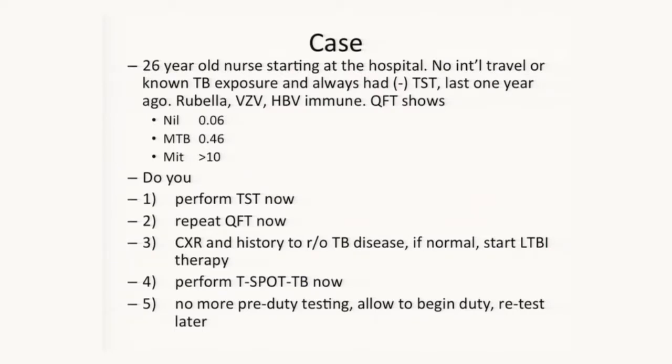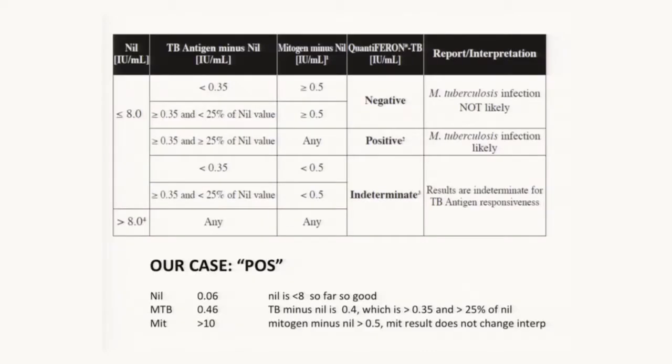Okay. And if you look at the actual interpretive criteria, and I don't expect you to learn this in detail, she's basically in this range where she's got a delta of the TB minus the nil of greater than 0.35. And no matter what the other tests really show, that's considered to be a positive. This is just the thought process for her, is that she's considered to have a positive test.